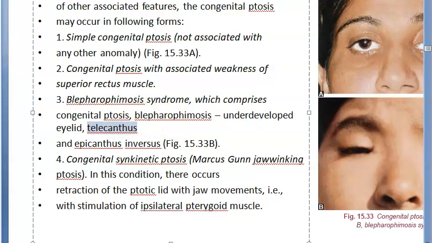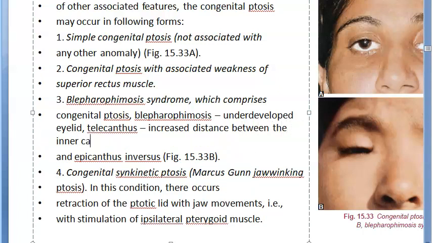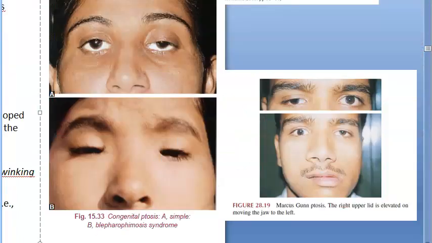Telecanthus is increased distance between the inner canthus, the inner corners of the eyelids. So do you see that here? Telecanthus, yes, this seems to be a little closer and this seems to be wide apart. Yes, it does look like that.